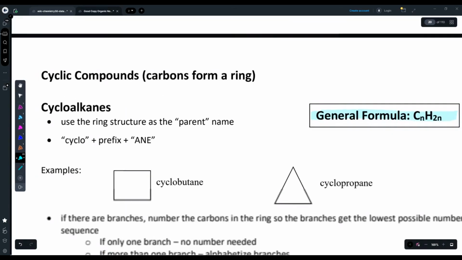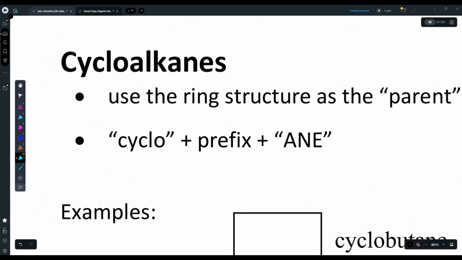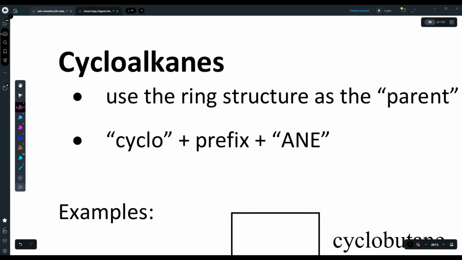And for our naming rules here, you're going to use the ring structure as the parent chain. The general template for naming cycloalkanes is you're going to start off the parent name as cyclo, then the prefix that tells you how many carbons are in the ring, and then you're going to end it with ANE, because ANE just means that you only have single bonds.